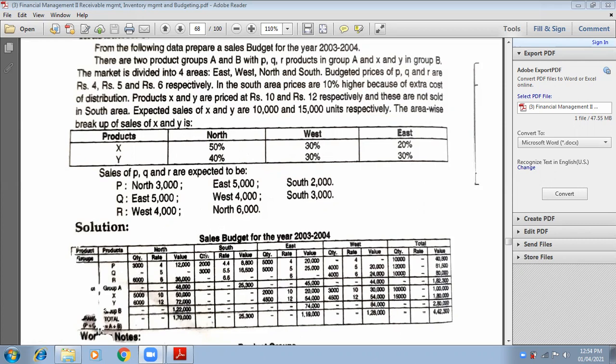Now south. How many units are there? 2,000 plus 3,000. So the total will be 5,000. And what is the value? 8,800 plus 16,500. So what is the answer?